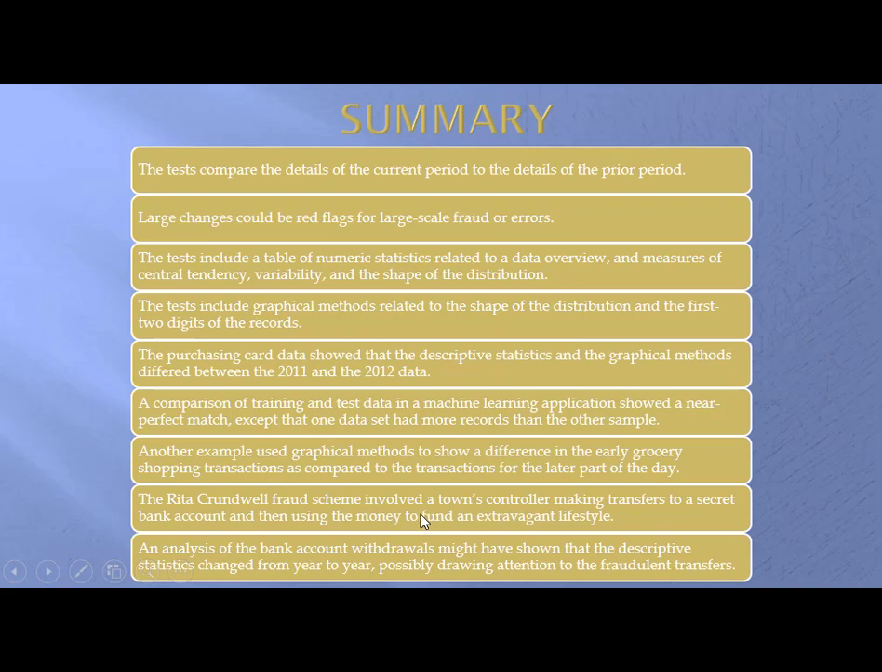So the aftermath here is that they did sue the auditors for negligence, and there was a settlement from the auditors and there was a settlement from the bank. An analysis of the bank account withdrawals in the Rita Crundwell case might have shown that the descriptive statistics changed significantly, possibly drawing attention to her fraudulent transfers.